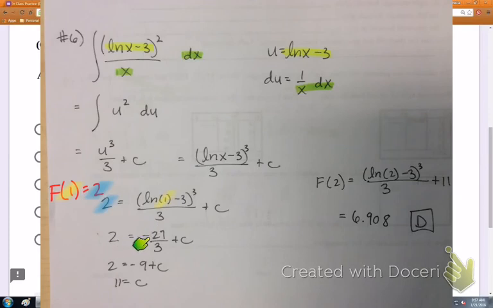So now I have 2 equals negative 27 over 3 plus c. Negative 27 over 3 is negative 9. Add 9 to this side and you get 11. So we know that c is 11. So now if I come back to my equation again, now I want to evaluate what f of 2 is.